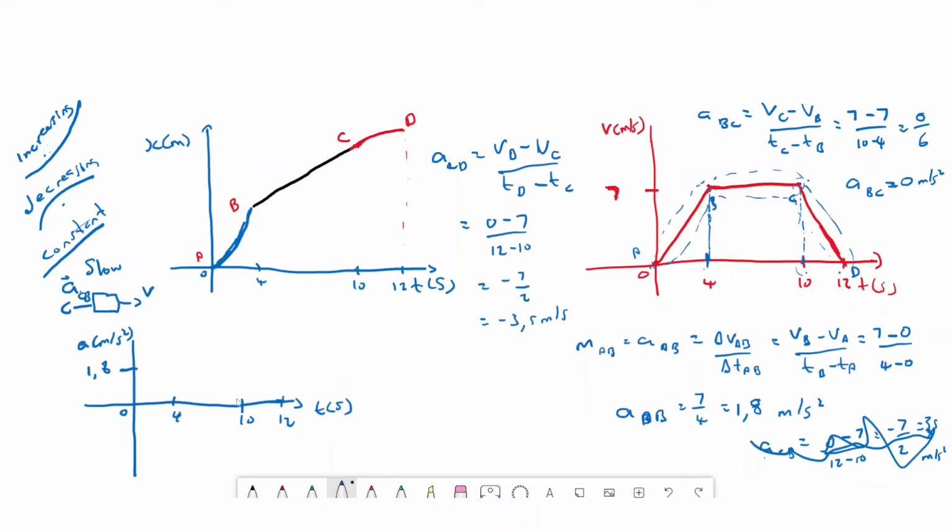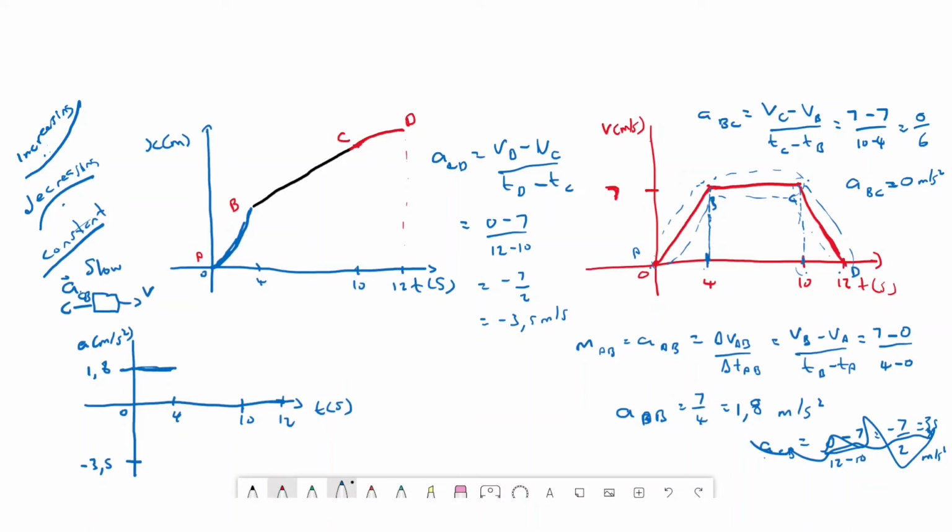And then the acceleration between 10 and 12 seconds, which is from C to D, is going to be minus 3.5. So let's draw minus 3.5 here. All right. So let's start with the easy one from A to B. This is the line from A to B. Starts here at 0. Doesn't start here. I was just drawing this to show you. That's here. This is from A to B.